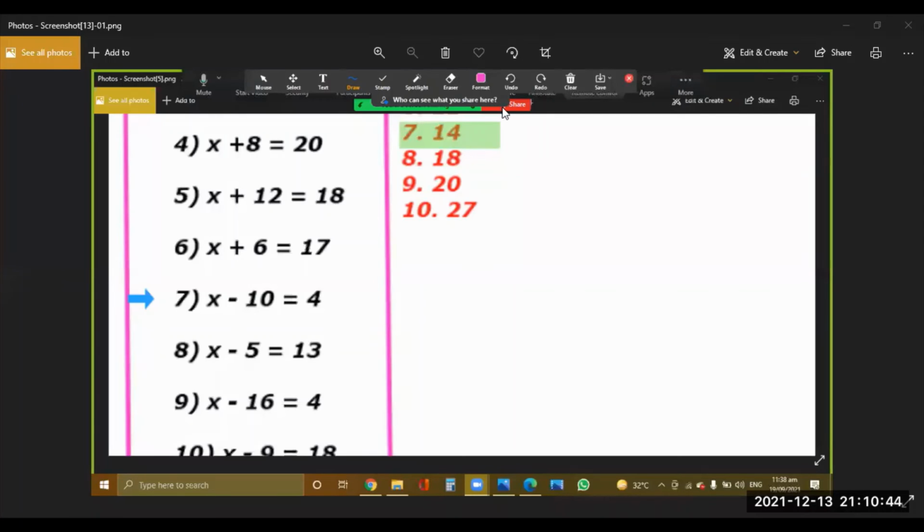Alright, so if you finished with attempting numbers 7 to 10, these are your answers here. Number 7 is 14, number 8 is 18, number 9, the answer is 20, and the answer for number 10 is 27. So once you got that correct, very good, and you can move on to the next type now, the next example.